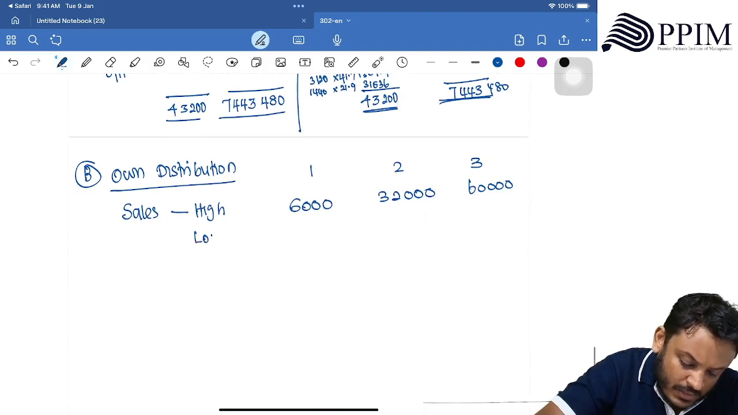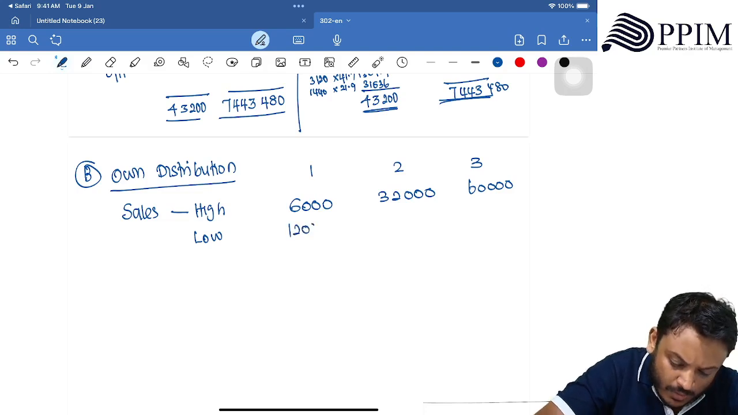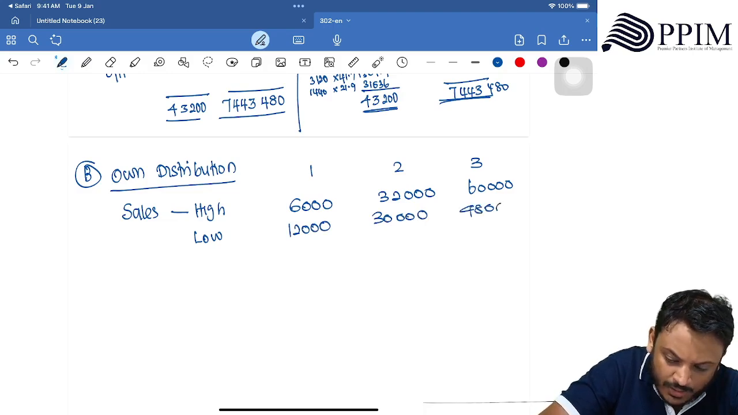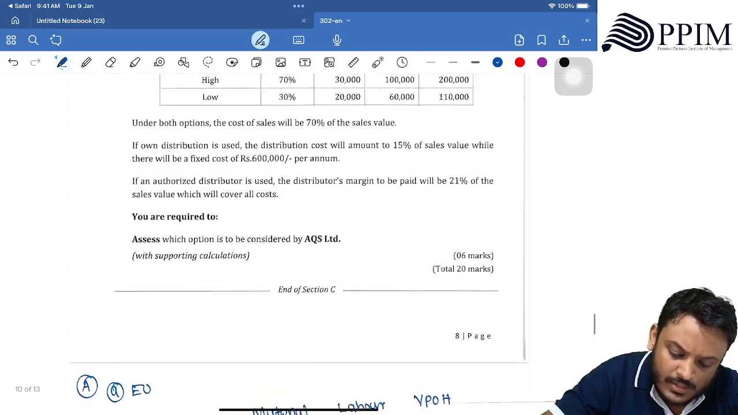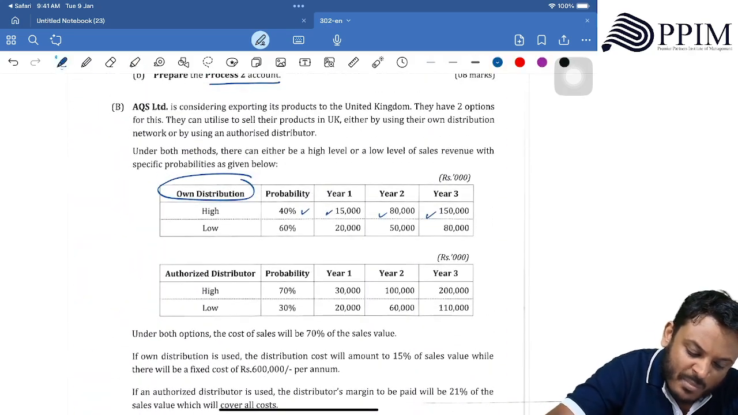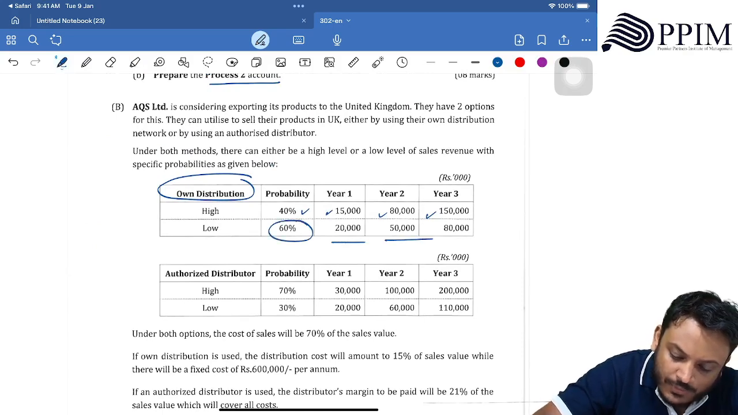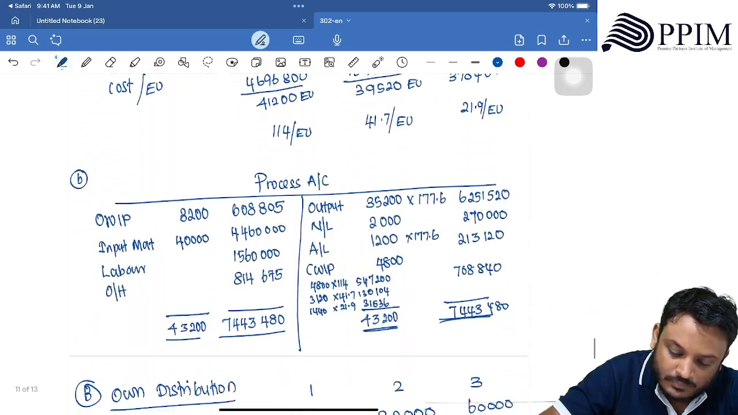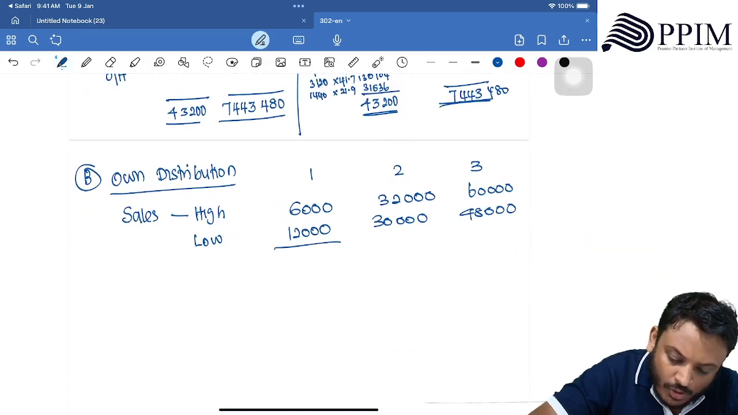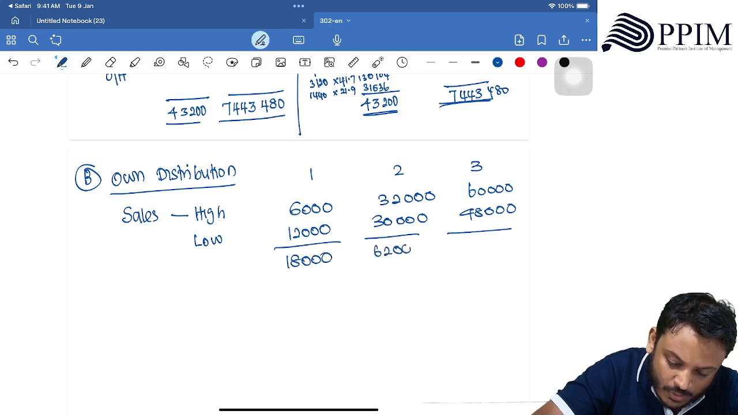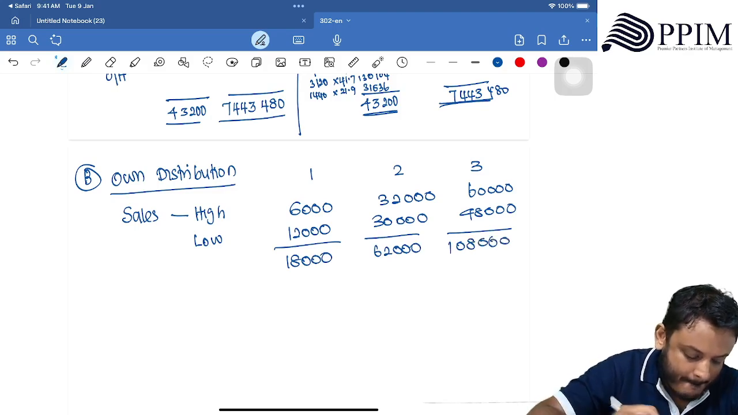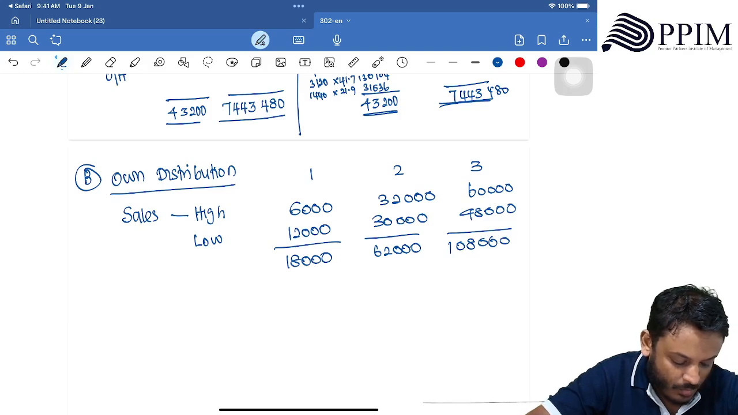What is the chance of low? 12,000, 30,000, 48,000. How I got these values? Here see, 60% of 20, 50 and 80. So the total expected sales: 18,000, 62,000, 108,000.